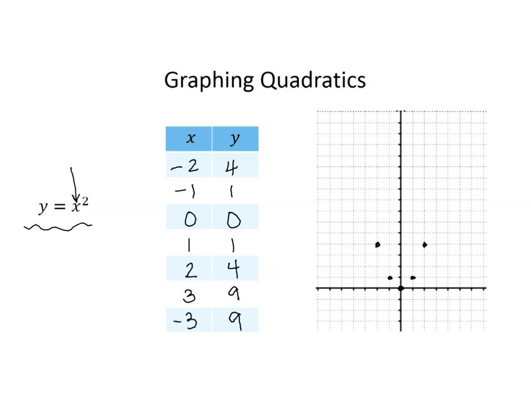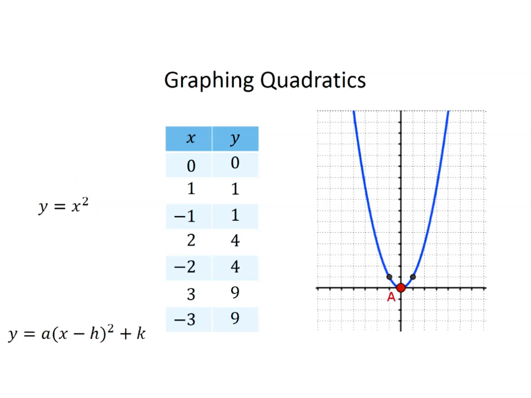So it'll be here and here. So when I draw in the nice smooth curve, it looks like this. And here I have all my values plugged in. Now, like I said, this is the most basic form of a quadratic.